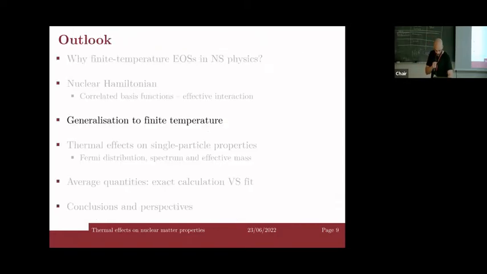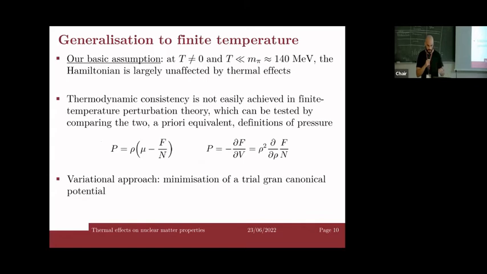But okay, we have our nuclear dynamics here, our nuclear Hamiltonian, but then there is the question. We have these nuclear dynamics at zero temperature. How do we generalize to finite temperature? Again, we should do this in a thermodynamically consistent way, right? The very first hypothesis that we assume here is that at finite temperature, but at a temperature not so high, the nuclear Hamiltonian does not change. So essentially the Hamiltonian that we use at finite temperature is the same as the one you use at zero temperature.